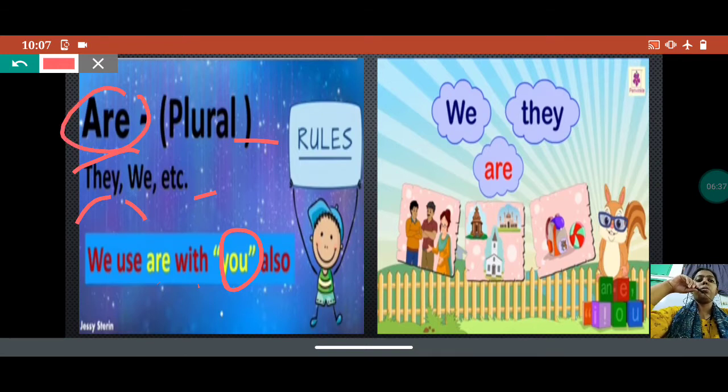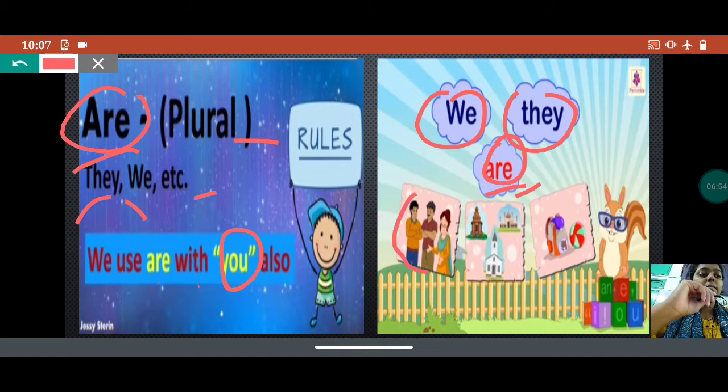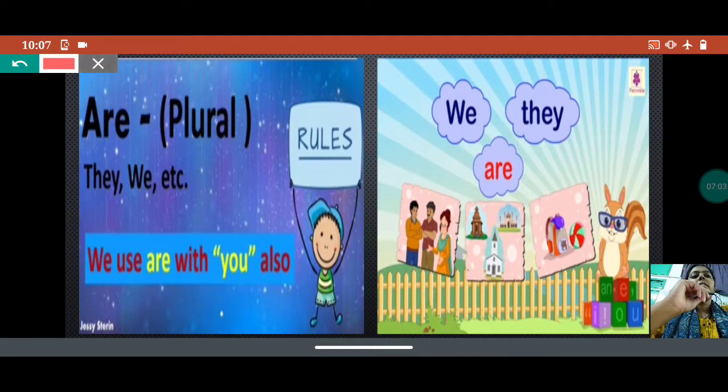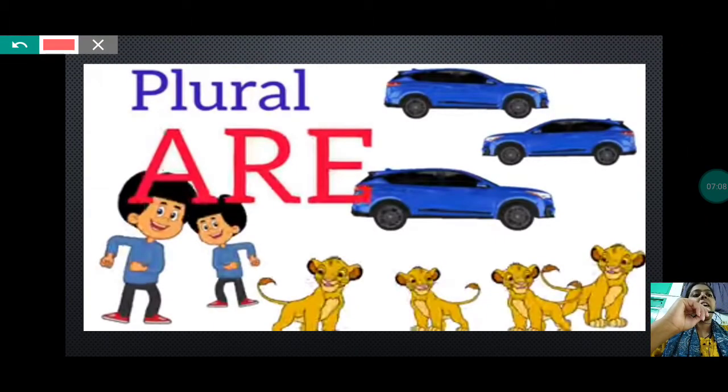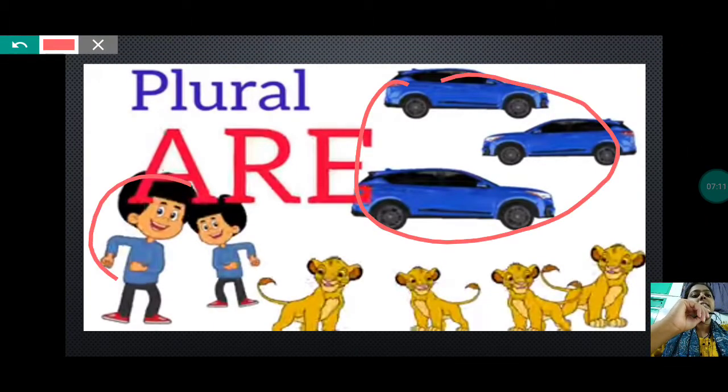With you also. Now you can be for singular noun and for plural noun also, but you always use are. For example, see over here, it is written we, they and are. We and they are used with are when we want to talk about more than one person, more than one place, more than one thing. So see, plural are is used for more than one noun.